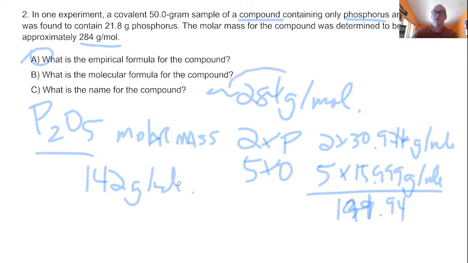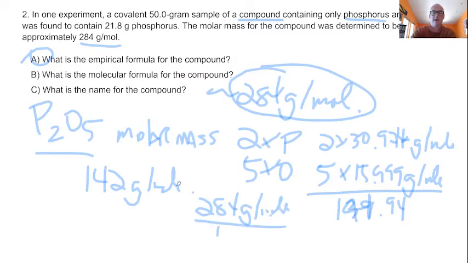So if P2O5 has a mass of approximately 142 grams per mole, and our molecule of interest has a molar mass of 284 grams per mole, what's going to be the actual formula? It's going to be 284 grams per mole divided by 142 grams per mole. This is the actual, so you put the actual mass on top and you put the empirical mass on the bottom, and that gives you how much you need to multiply your formula by, and that is 2.